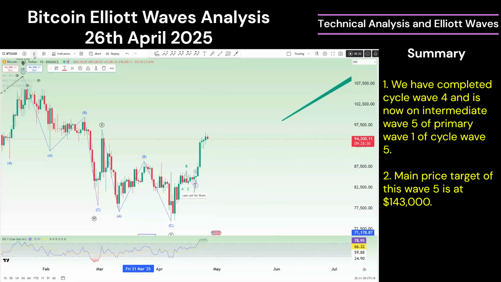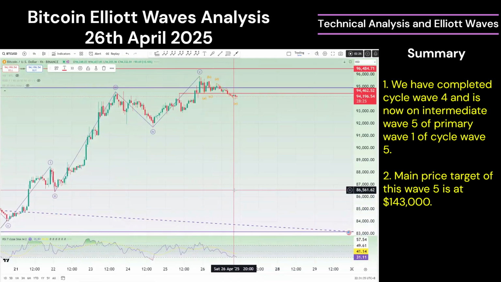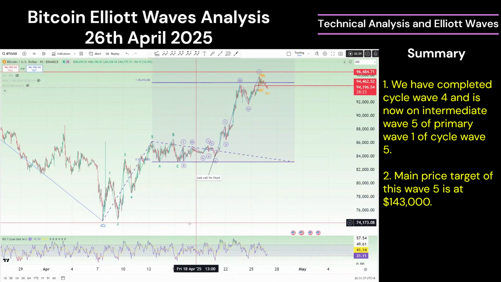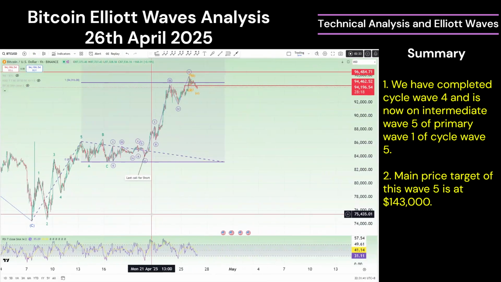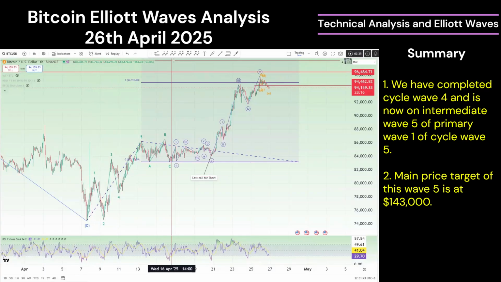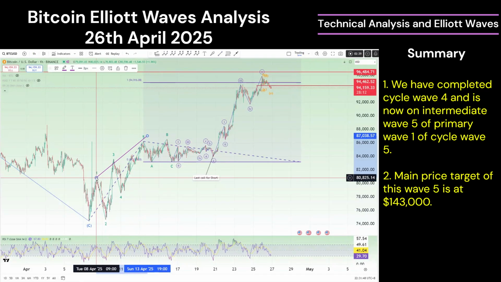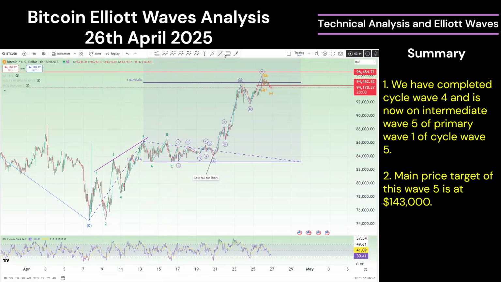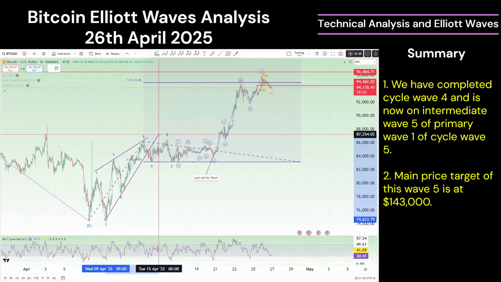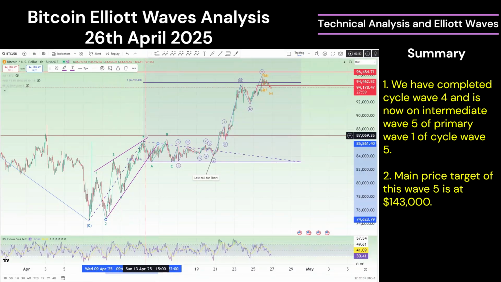Then if we look at this move up, let me go down to the hourly. I've also labeled this move up here. If you look at this, it becomes a leading diagonal. This move here becomes a leading diagonal, so this then becomes our wave one. This whole move 1 2 3 4 5 is wave one.